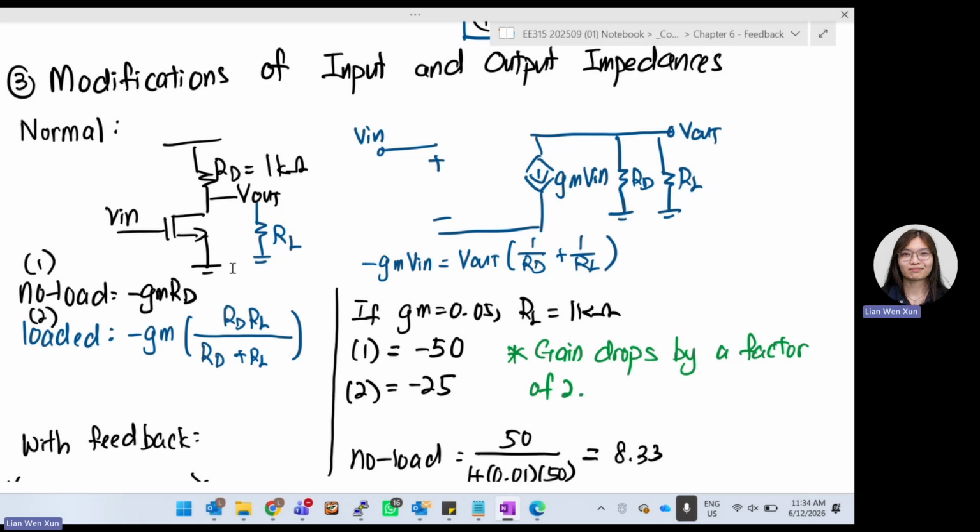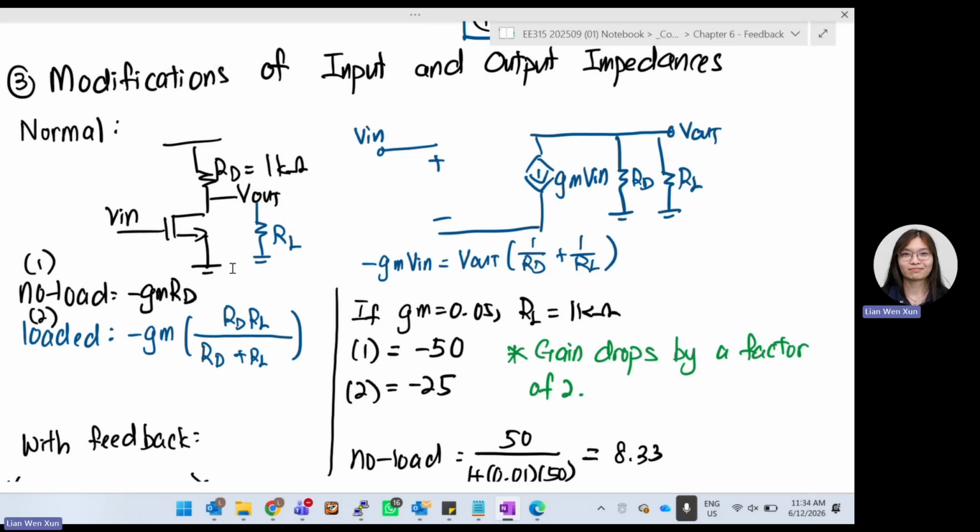So in that case, we try to plug in the values. If GM is 0.05, RL is 1 kilo. So in the first case with no load, my gain can be negative 50. But with load, my gain drops by half, which is negative 25. So it looks like it is not so good.